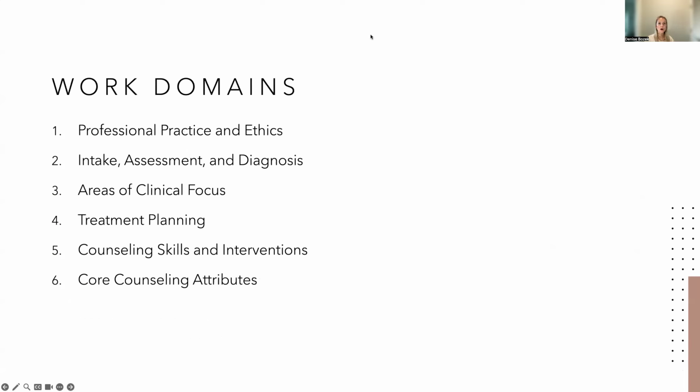And then these are the so-called work domains. So this is another way to break up the exam and maybe studying. So you have professional practice and ethics, intake, assessment, and diagnosis, areas of clinical focus, treatment planning, counseling skills and interventions, and then core counseling attributes. So with some of these, they kind of cross over with those 8 CACREP areas, but this is just a different way to break it up.